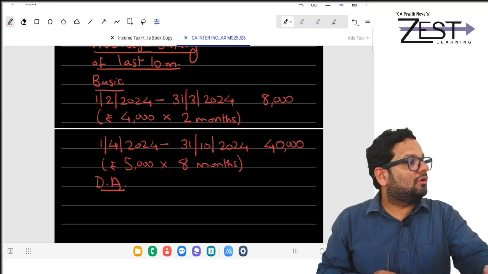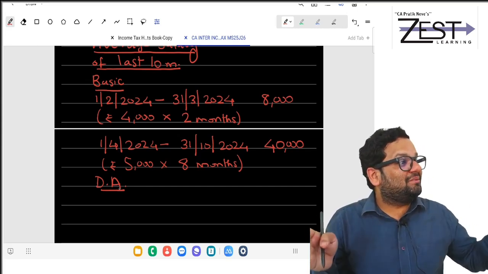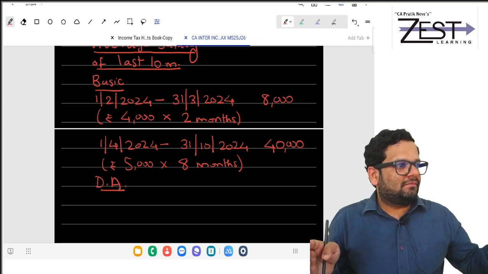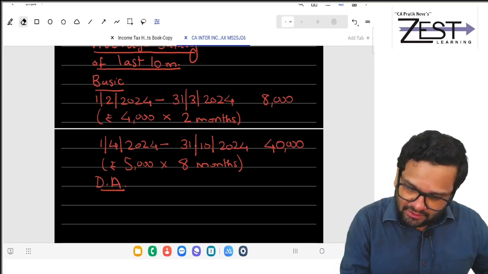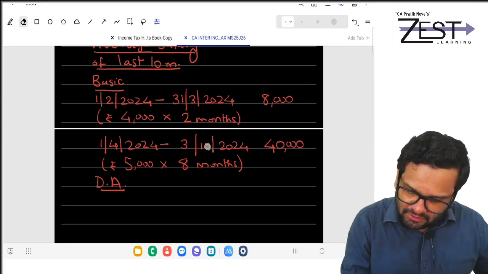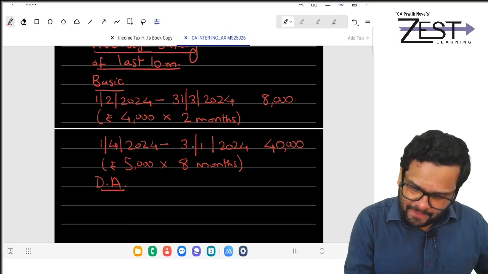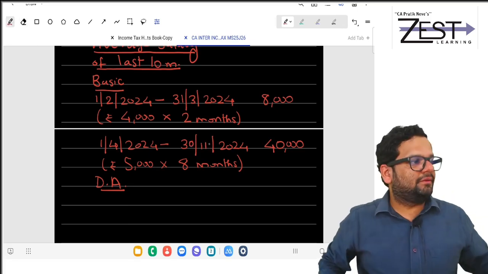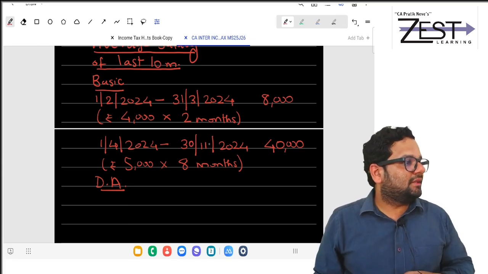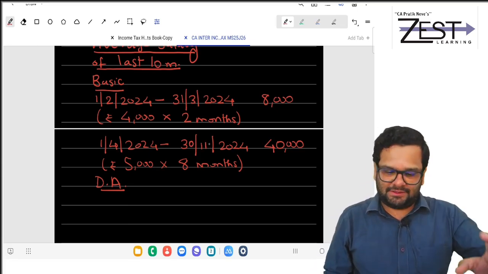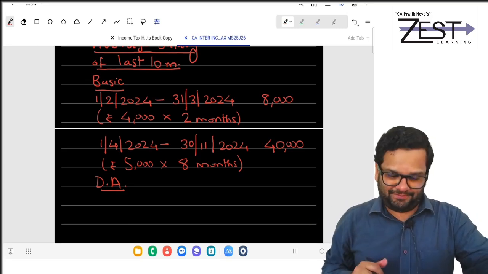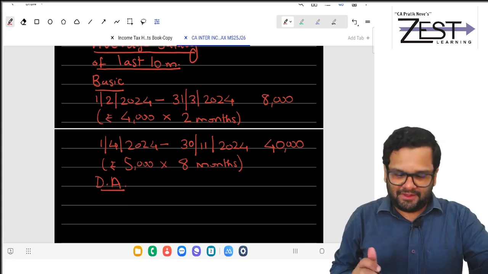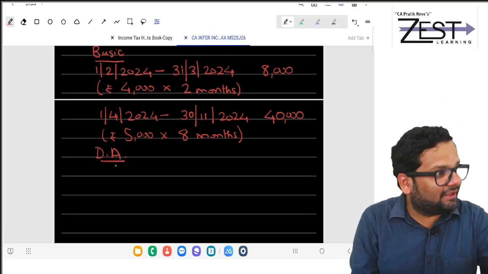Then something is wrong, because in total we want 10 months. Okay, then take the proper date. It's not there, 30th of November then. Good, that you are doing it properly. 30th November. Yes. DA is how much? 3,000 per month. It is the same throughout.